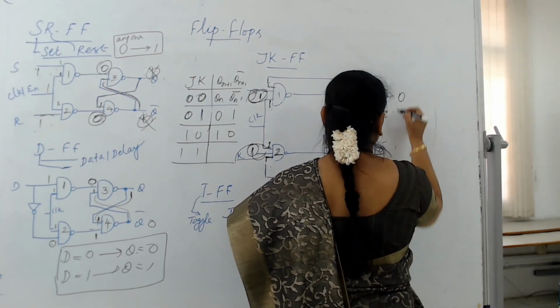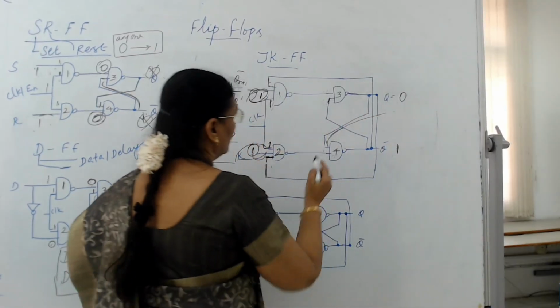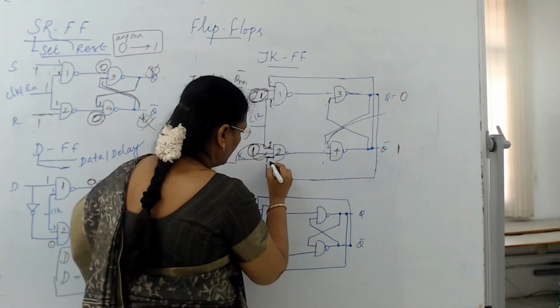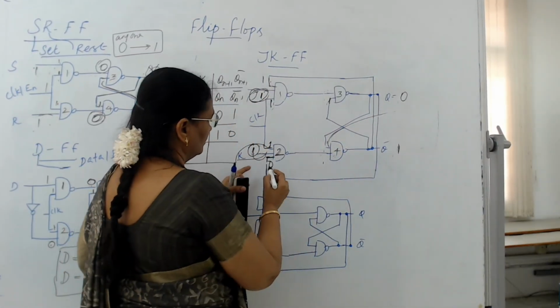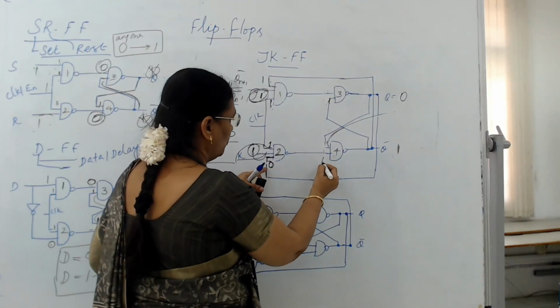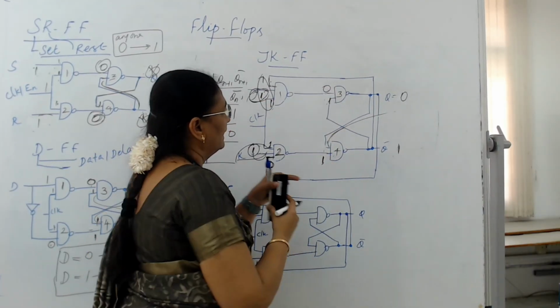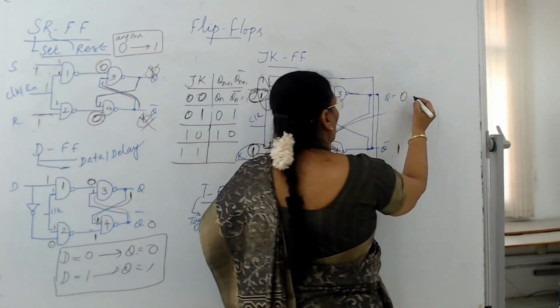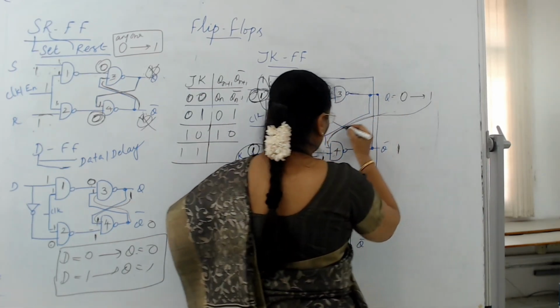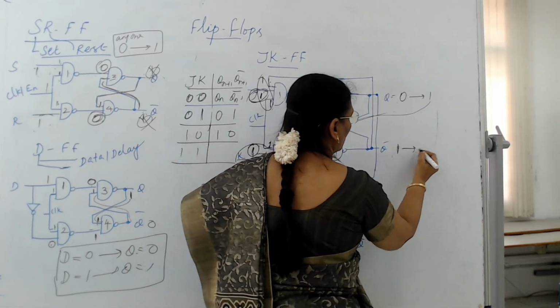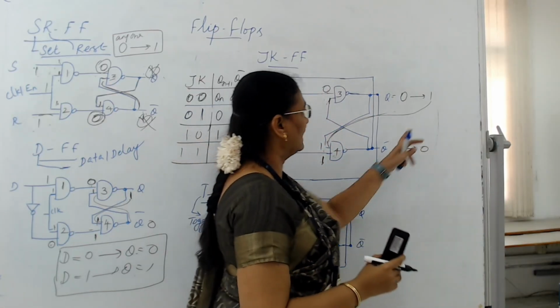Assume that q is 0 and q bar is 1. If q is 0, this 0 will be given and this 1 will be given. So if it is 0, it will become 1. If all the three inputs are 1, it will become 0 here. If it is 0, then it will change the output to 1. So this 1 will be given here. 1, 1, the output will be changed to 0. So this is the next state.